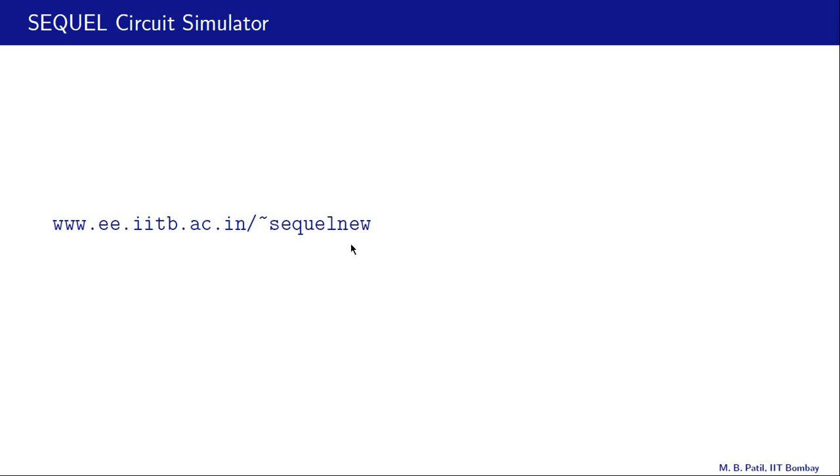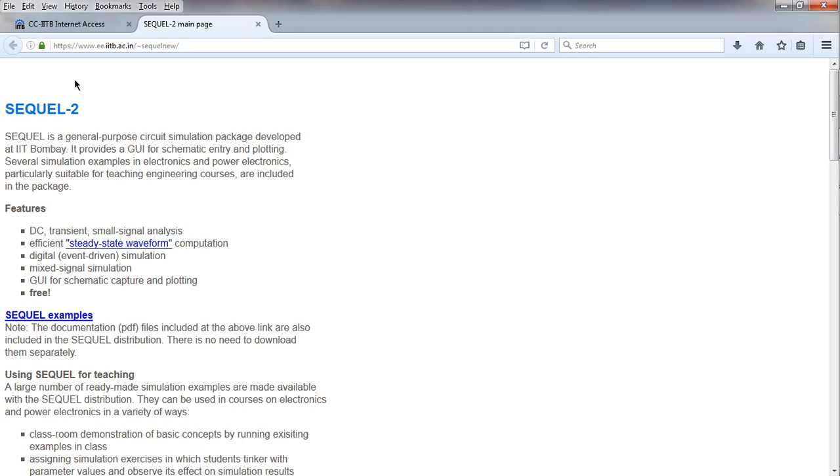Here is the URL for the SEQUEL circuit simulator website, and that URL brings us to the SEQUEL main page. There is a description about what SEQUEL is about, what features it offers, and this feature of course is rather important for our purposes. It's a free circuit simulator. You can just download and use it. Then there is a link for SEQUEL examples. There is a large number of ready-made examples, and you can click here and find out more about that.